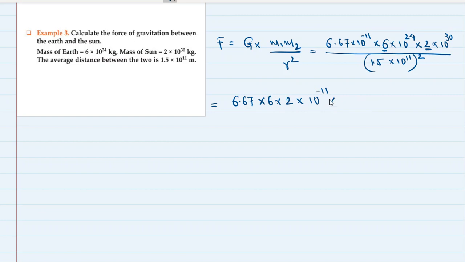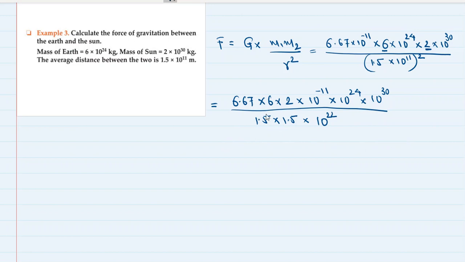10 raised to minus 11, then 10 raised to 24, then 10 raised to 30, and in the denominator you write 1.5 multiplied by 1.5 multiplied by 10 to the power 11 the whole square, that is 10 to the power 22. Correct? Okay, now what? Now you need to cut.